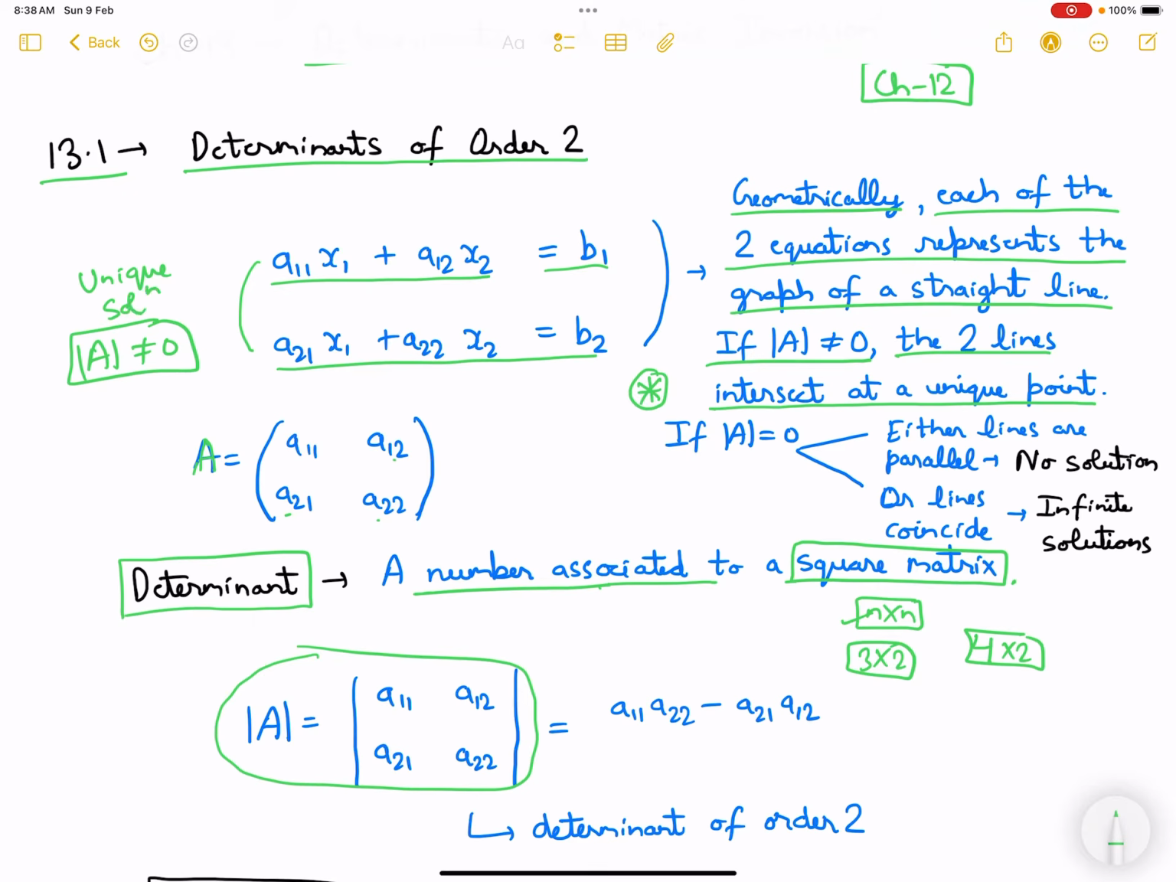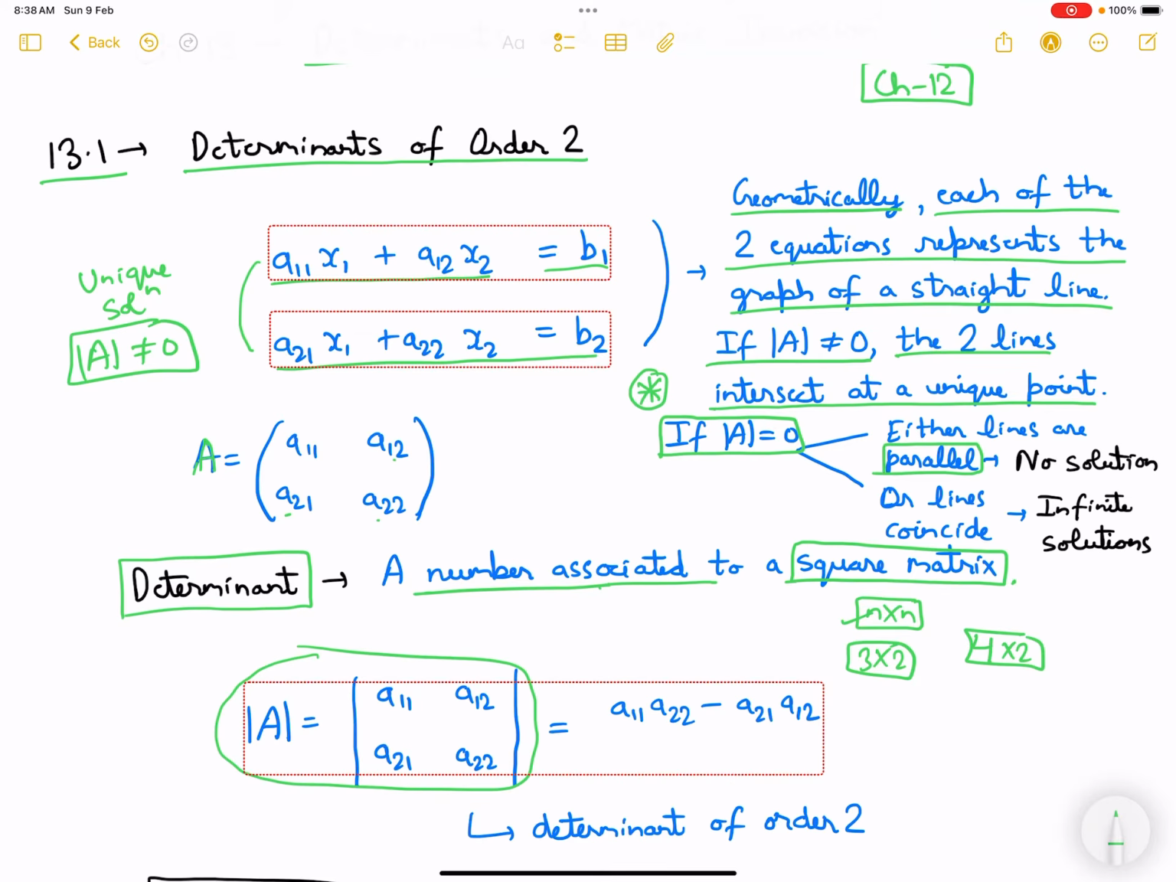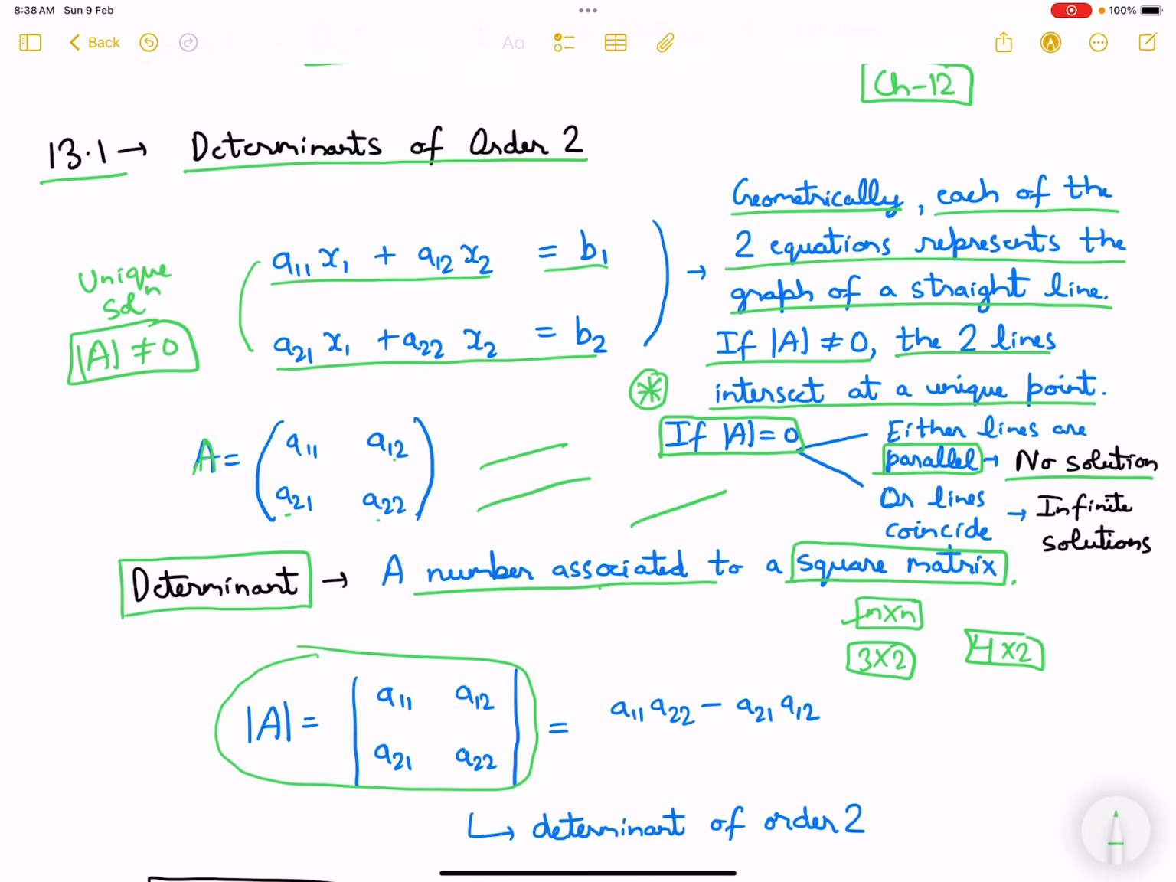On the other hand, if a determinant equals 0, then two cases exist. First is that the lines are parallel. In this case, there would be no solution. The second case is that the lines coincide. In that case, there would be infinite solutions.